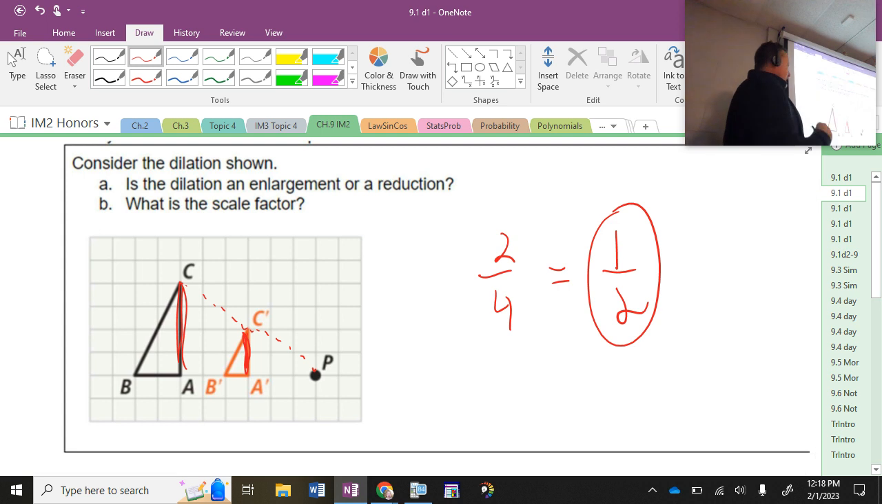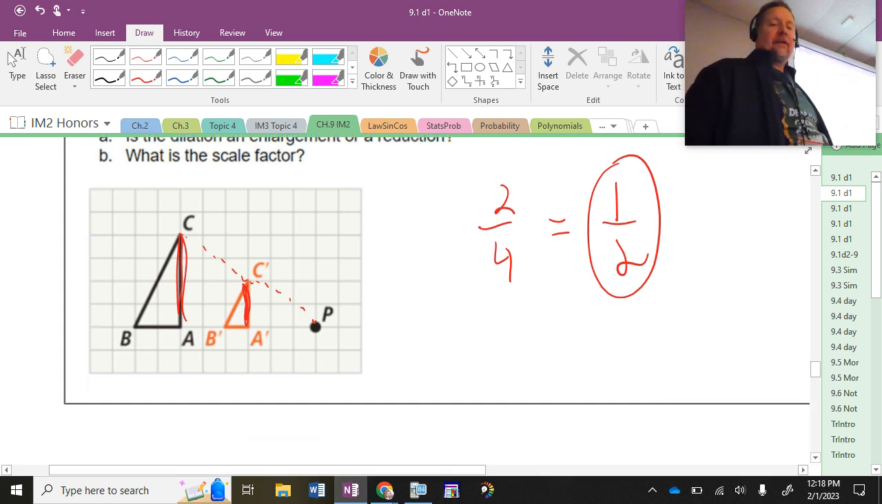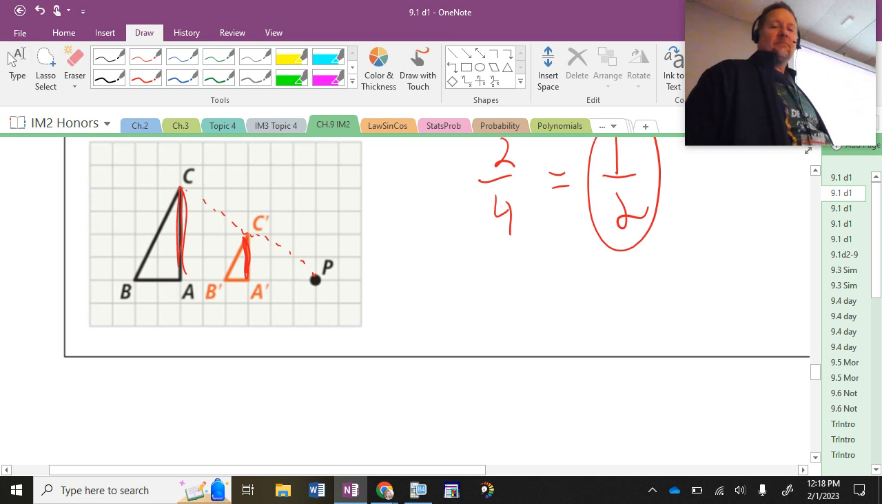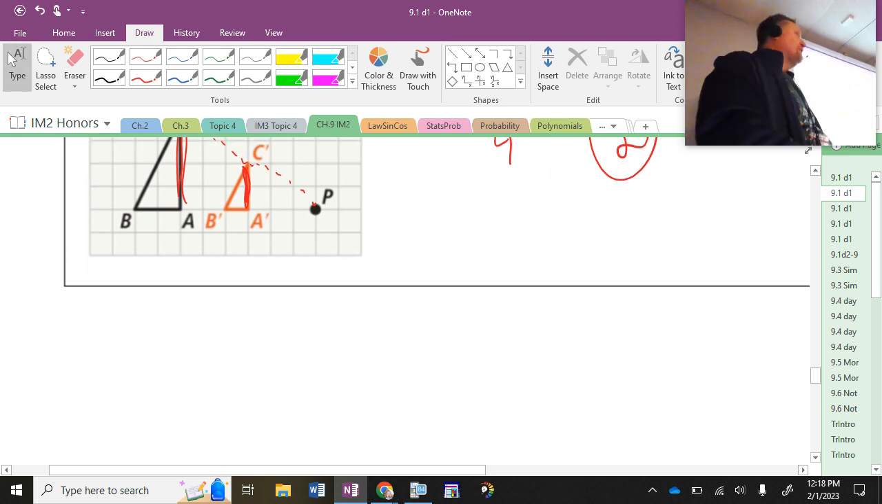You can be assured, even though I can't find BC and B prime, C prime, you could use the distance formula. But those would also be by a factor of 1/2. But I don't really have a coordinate plane with coordinates noted, so I'd have to make up something. We did the distance formula this year. Do you remember?